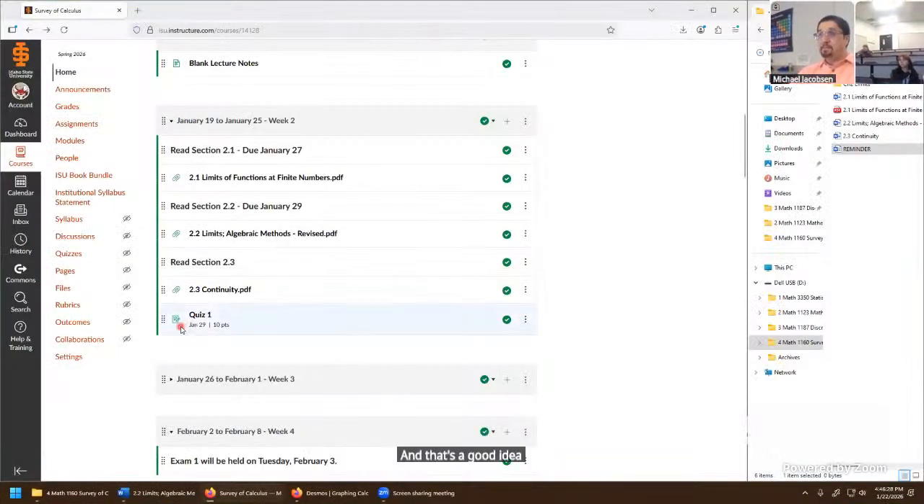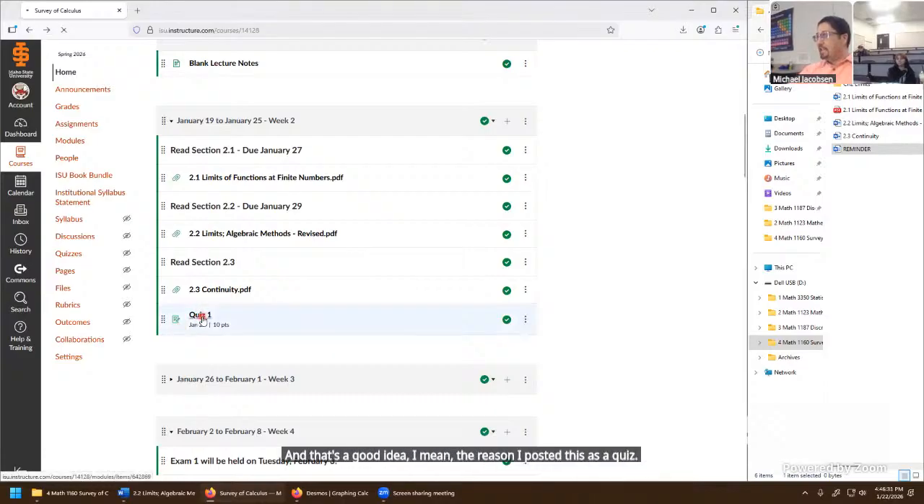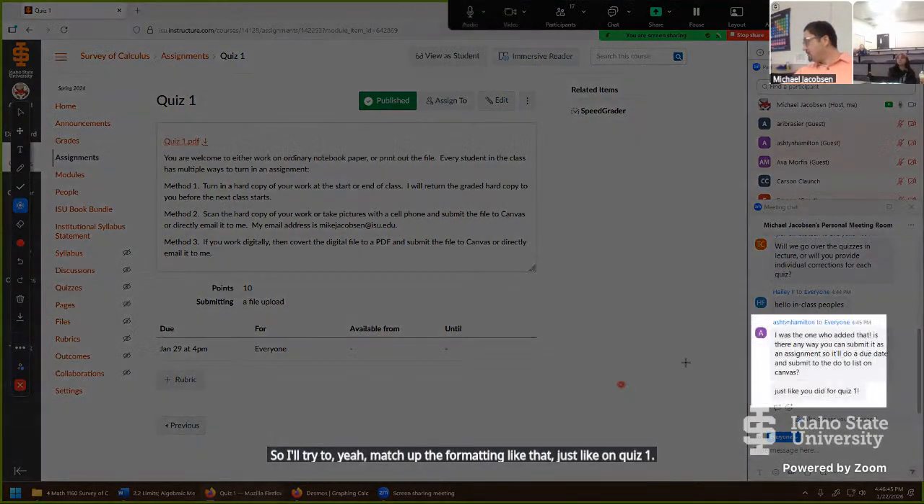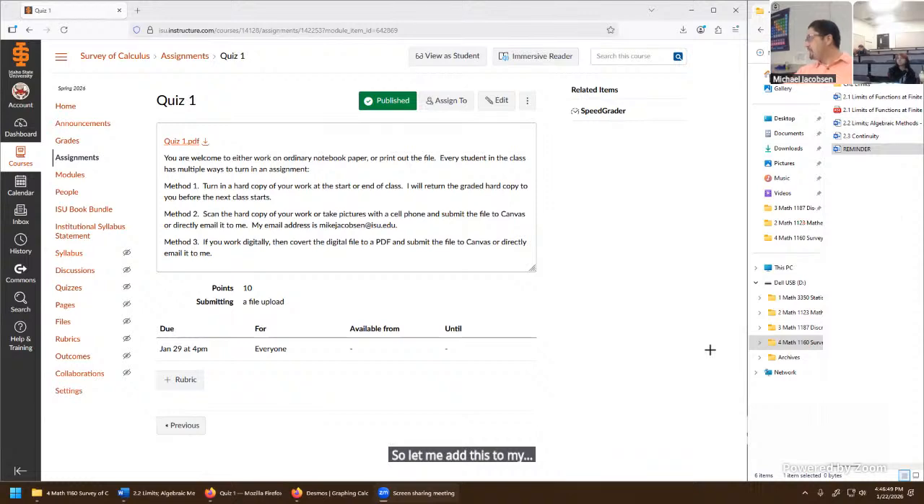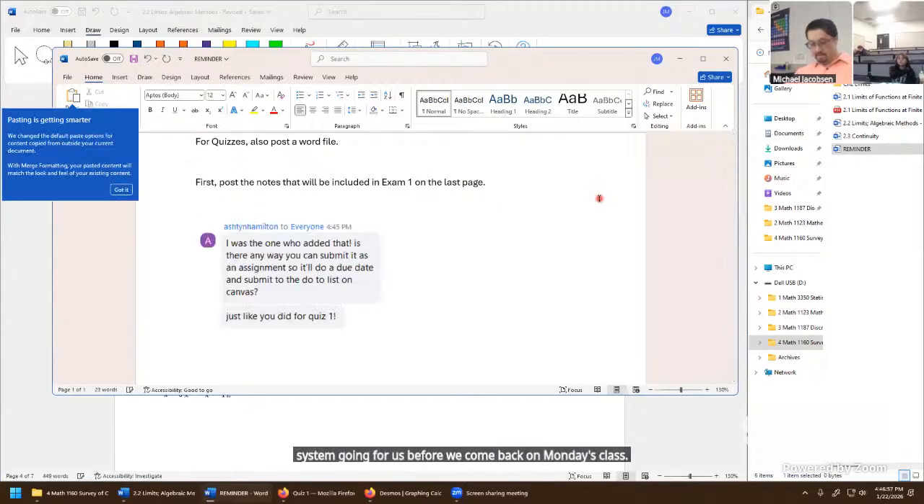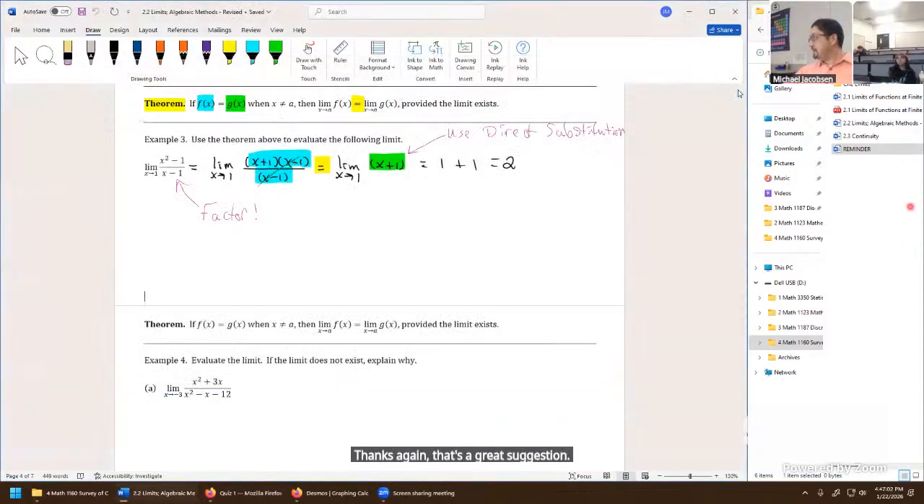The reason I posted this as a quiz, even though it's just a glorified PDF link, I could have put that PDF link on Canvas, is so that it would give you a due date. So seeing those due dates in Canvas is very, very informative. So I'll try to match up the formatting like that, just like on quiz 1. Let me add this to my list of things to work on. I should have that system going for us before we come back on Monday's class. Thanks again, that's a great suggestion. Well, other questions or comments at the moment?